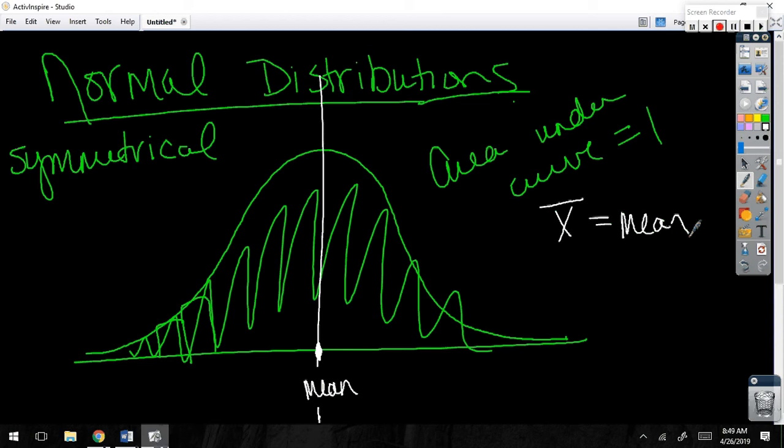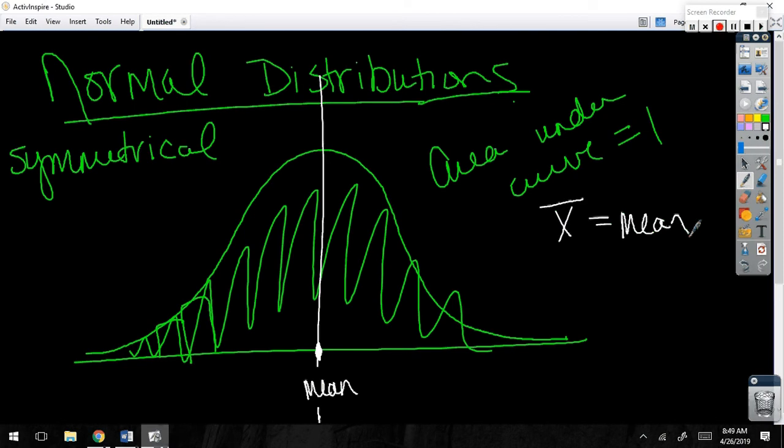Average, right? If you average everything together, that always happens at the highest point, right in the middle of your normal distribution. Now, there are some other measures of central tendency and variance that we use when we get into prob and stats, and we're just going to talk about one of them in here, and that is standard deviation.